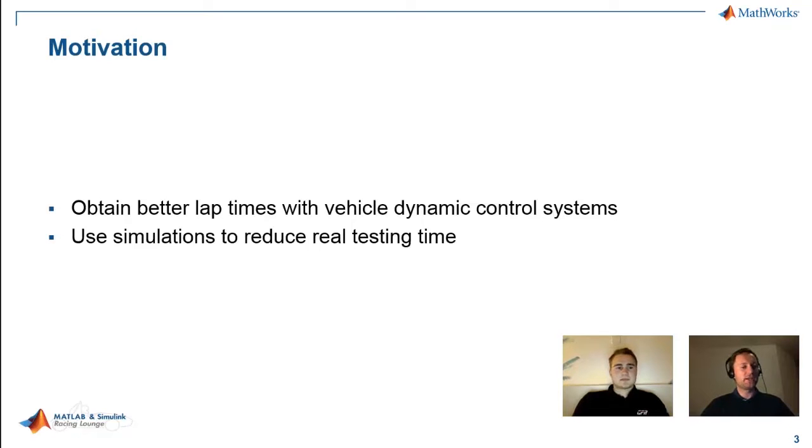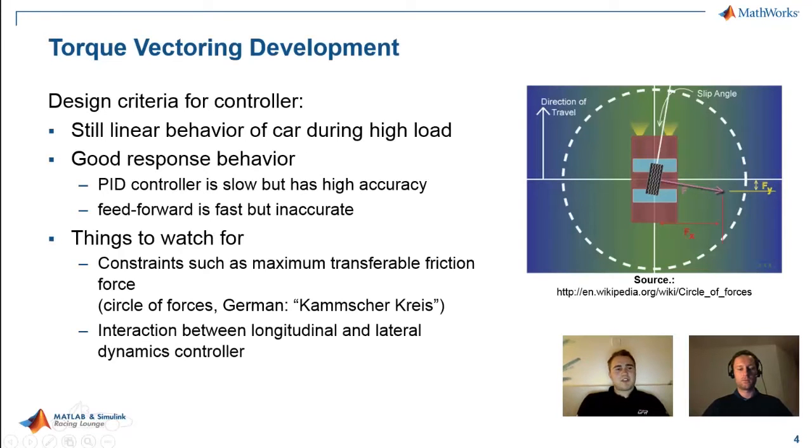Okay. Well, especially the second point makes perfect sense to me. Of course, the first one as well, because every racing team wants to be fast. But I'm really curious about your approach, how you reduce testing time by using simulation in an efficient manner. So makes perfect sense to me. Okay, now I want to start with the torque vectoring controller development, which is one vehicle dynamic control system which should make our car faster on the track.